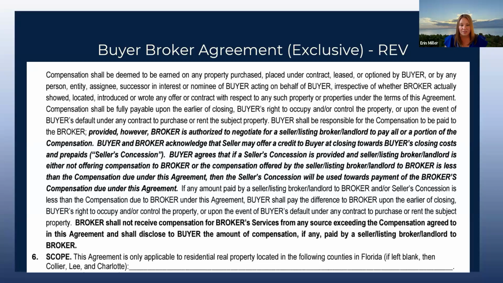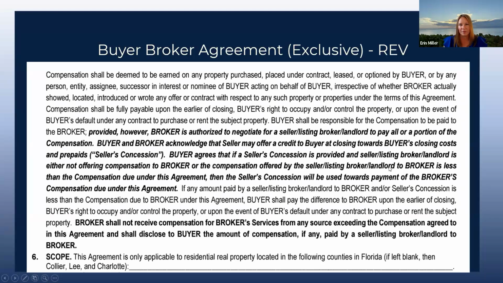If the seller or listing broker is only willing to pay a portion of X, meaning Y, then the buyer would be responsible for paying the difference at closing between X, meaning the total broker compensation due to the buyer's broker, and whatever it is that the seller or the listing broker is offering. Okay, but in no event can the buyer broker receive compensation in an amount that exceeds this buyer broker agreement, again, the amount in paragraph 5. That language is directly from the proposed settlement.